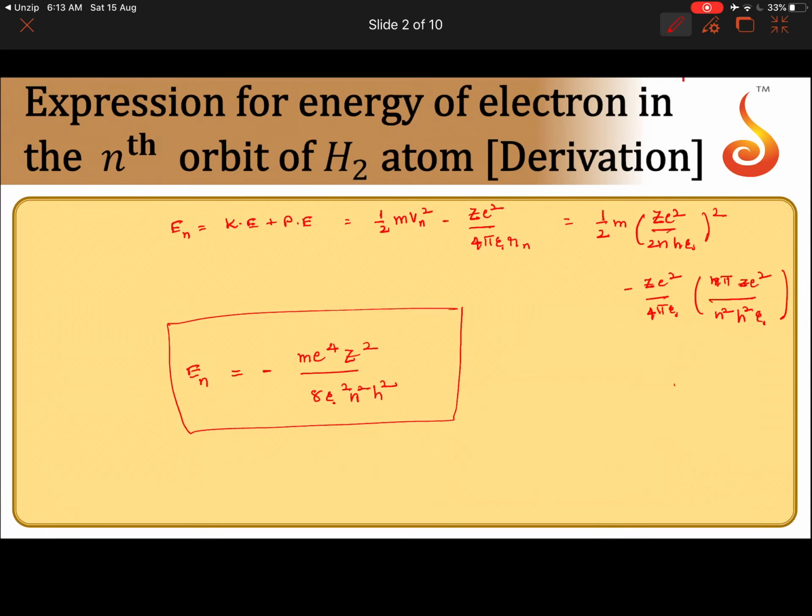This happens because the negative potential energy, which is attractive in nature, is dominating the kinetic energy of the electron in an orbit. As a result, the electron is always bound to the orbit inside an atom, and it is because of this that we have the energy of the electron as negative. So from this we can clearly say that energy is proportional to minus 1 by n square for a given atomic number.